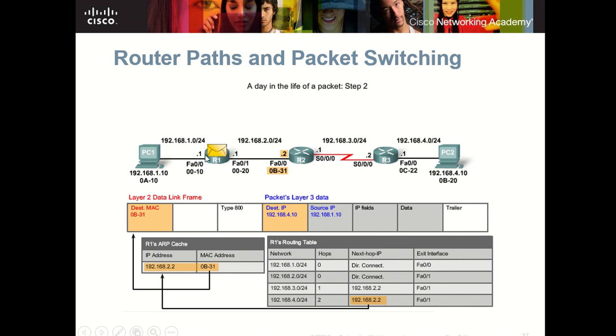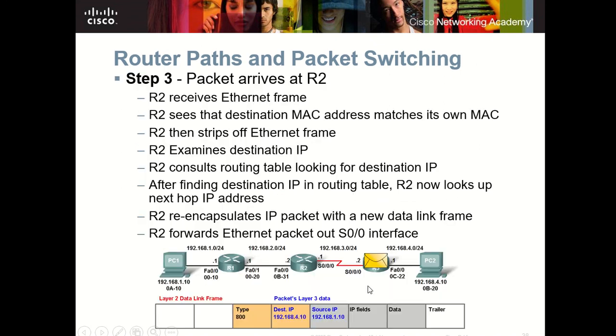Pag-consult ni R2 sa iyang routing table, mao ni iyang nakita. Alright? Okay, step 3. So, sa step 3, from R1, for sure, ma-receive na ni R2 ang frames, right? And nakita na po ni R2 nga ang destination MAC address nag-match sa iyaha, which is the 0B-31. So, ang buhaton niya, i-check na po niya ang logical address.